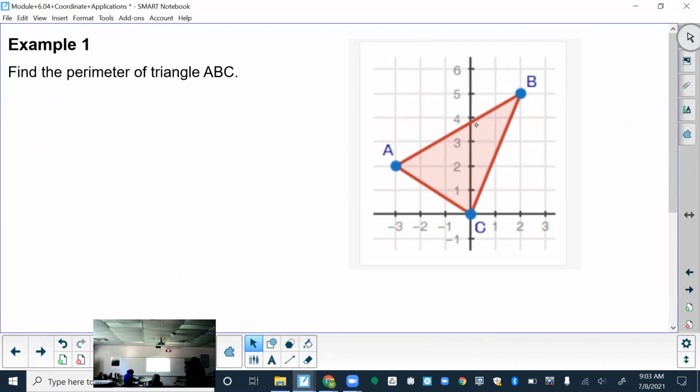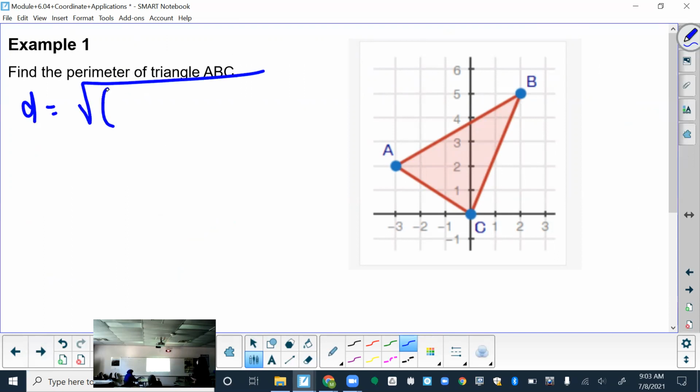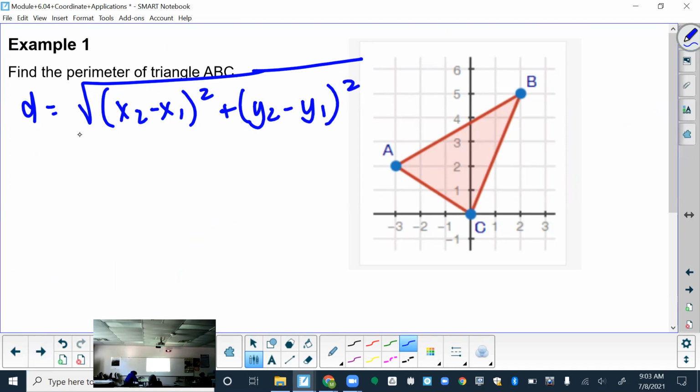So we need to find each side length, and we have to use a distance formula for that. So distance formula: x2 minus x1 in parentheses squared plus y2 minus y1 in parentheses squared. All right, from A to B, we'll find that side length first.